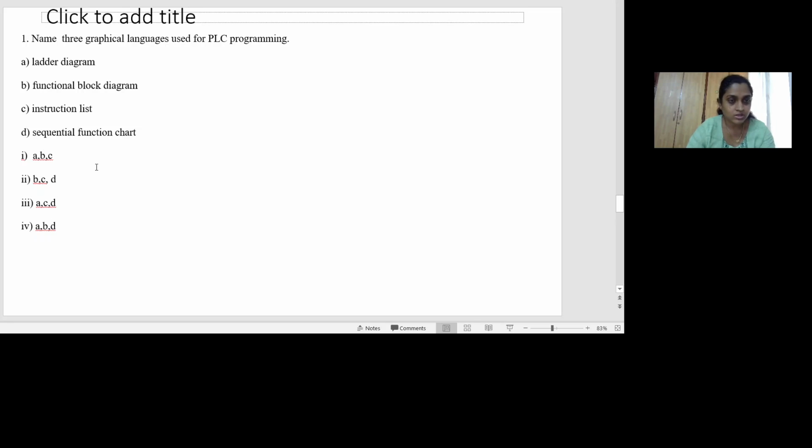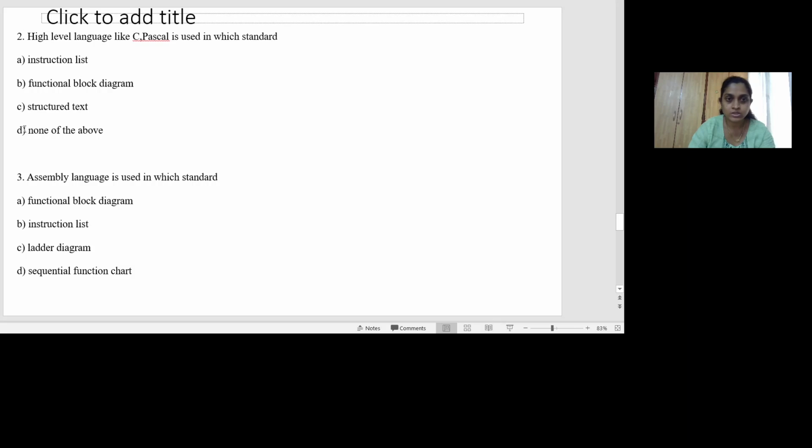So try to answer this question. The answer is ladder diagram, functional block diagram, sequential function chart. That is the choice A, C, D. So the ladder diagram, functional block diagram, sequential function chart, all these three belong to graphical based languages.